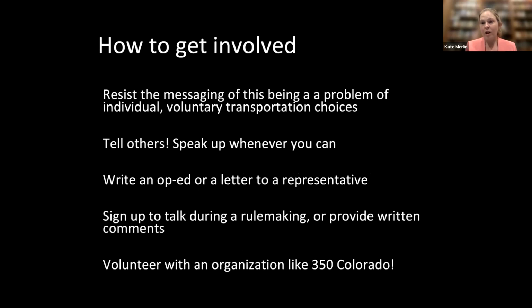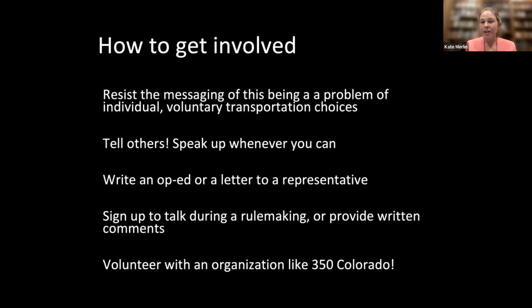Here's how you get involved. Number 1, just please resist the messaging of this being a problem of individual voluntary transportation choices. I'm not denying that cars contribute to this problem, but where's the public infrastructure for alternatives? So this is not an individual problem. This is a much larger problem. We're not going to solve it by making individuals feel guilty about driving cars, especially when our government is not doing enough to hold the main source of these emissions accountable.